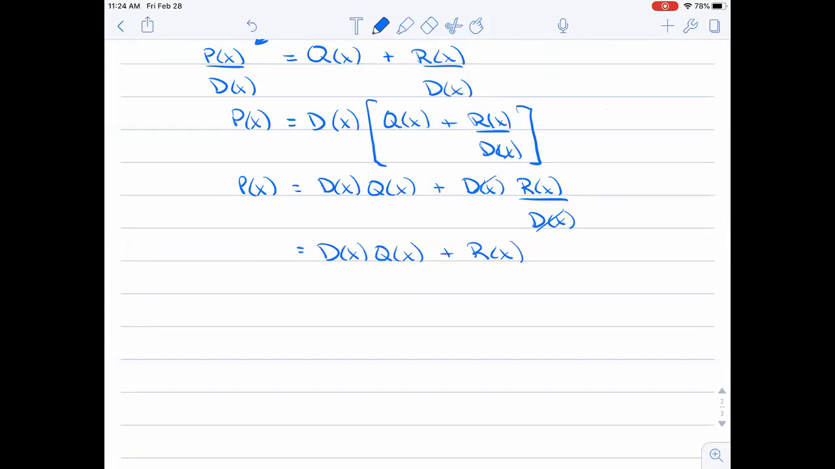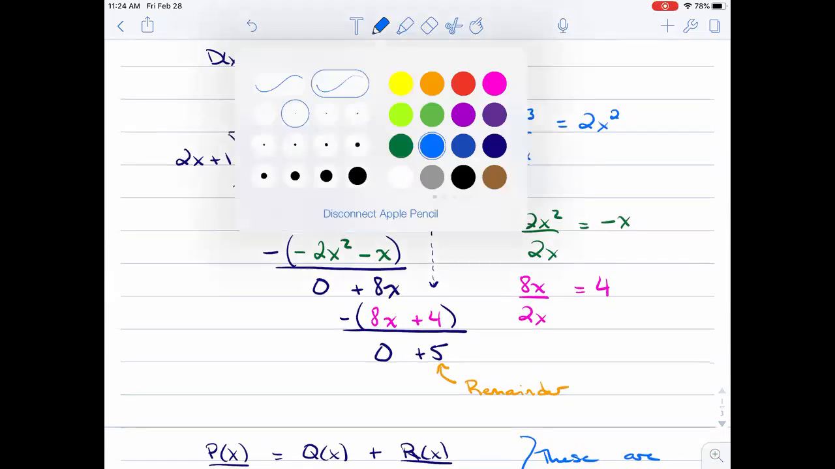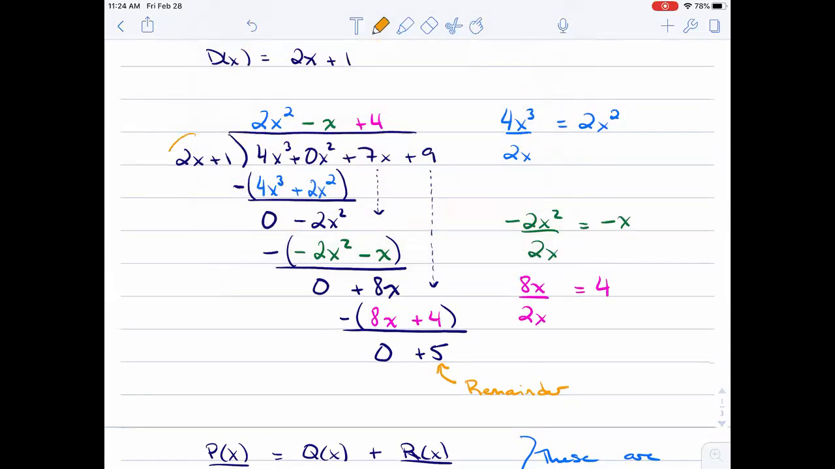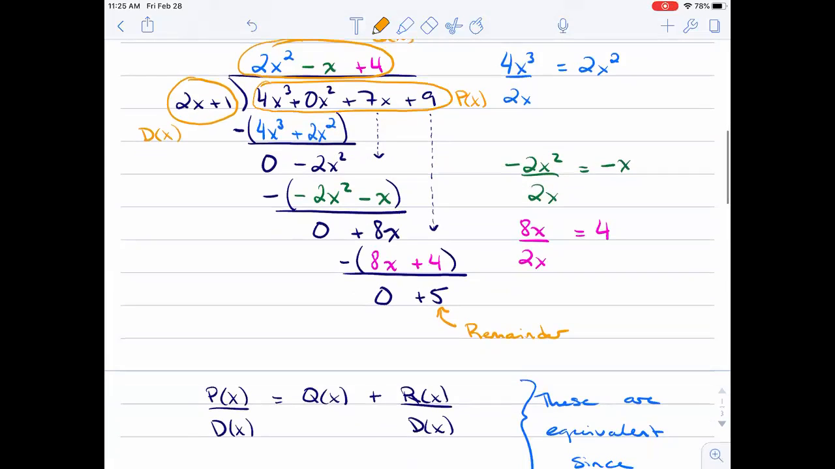In the one that we just did, right? Kind of labeling this stuff. This is our d of x. This is our q of x, the quotient. This is our p of x. And the remainder is the r of x.